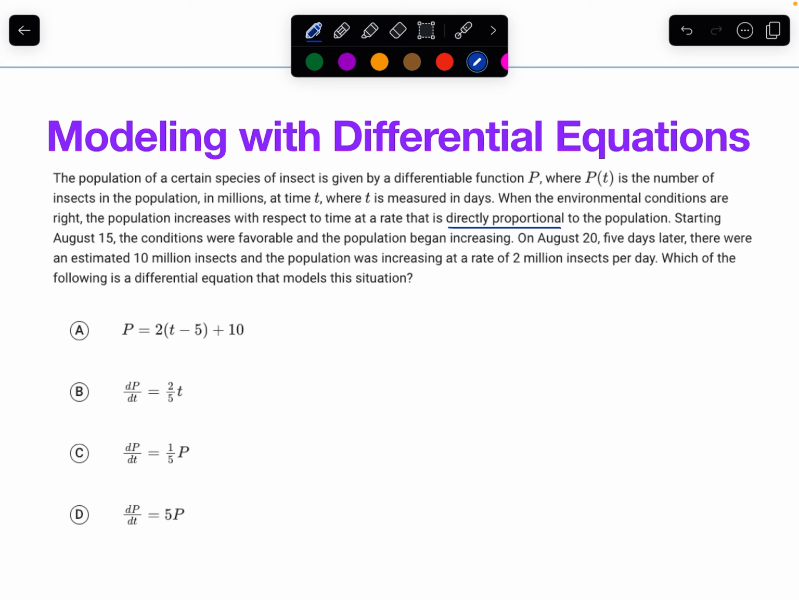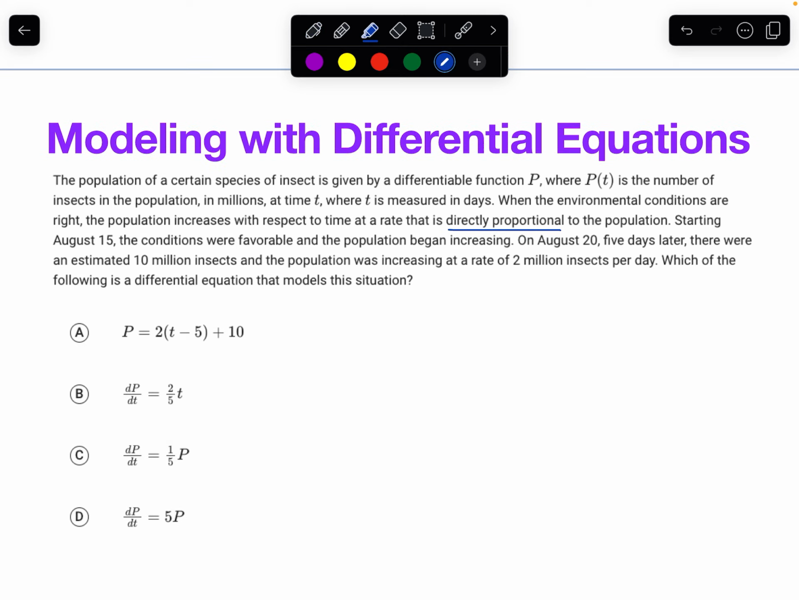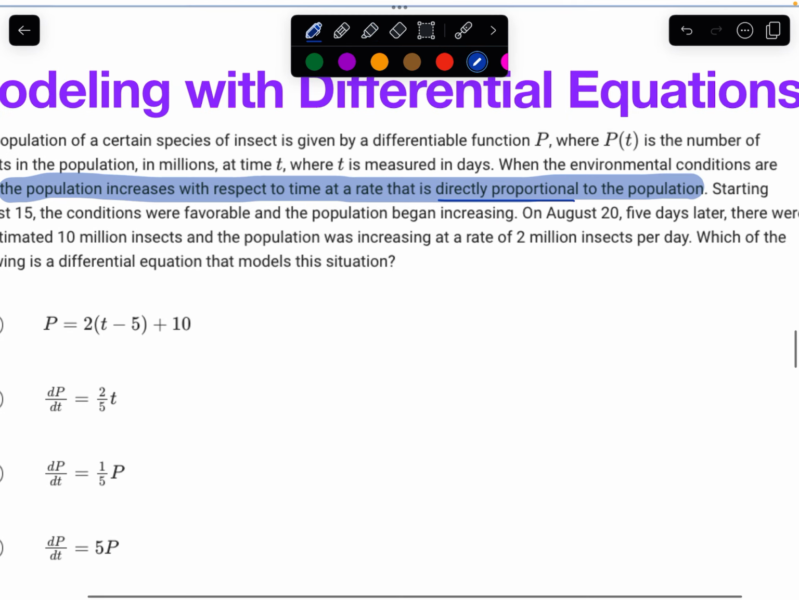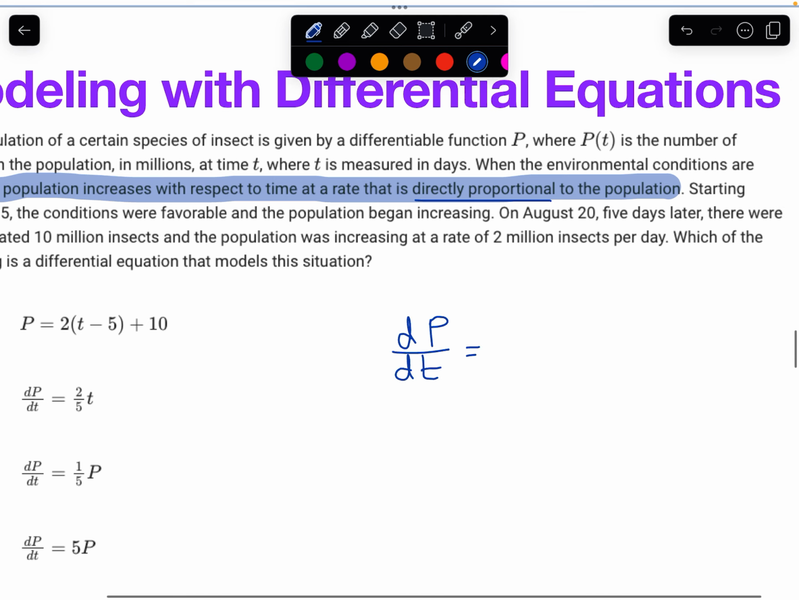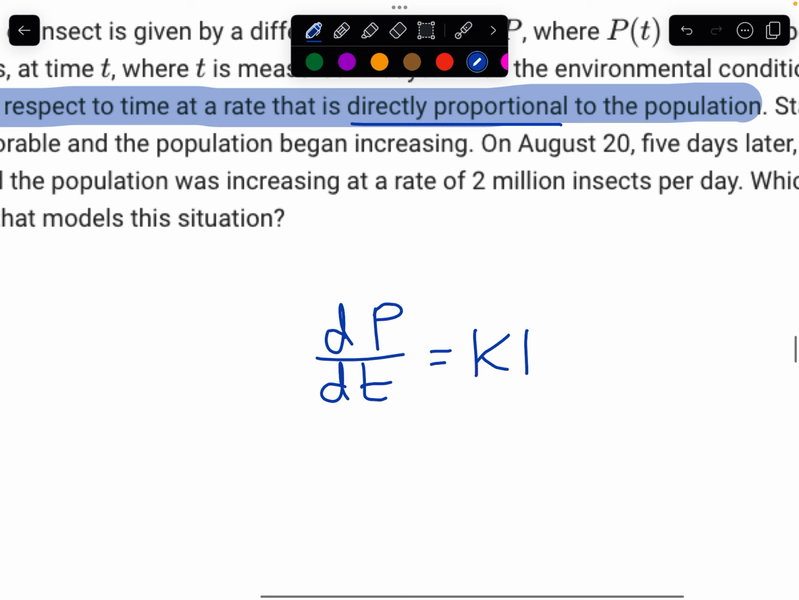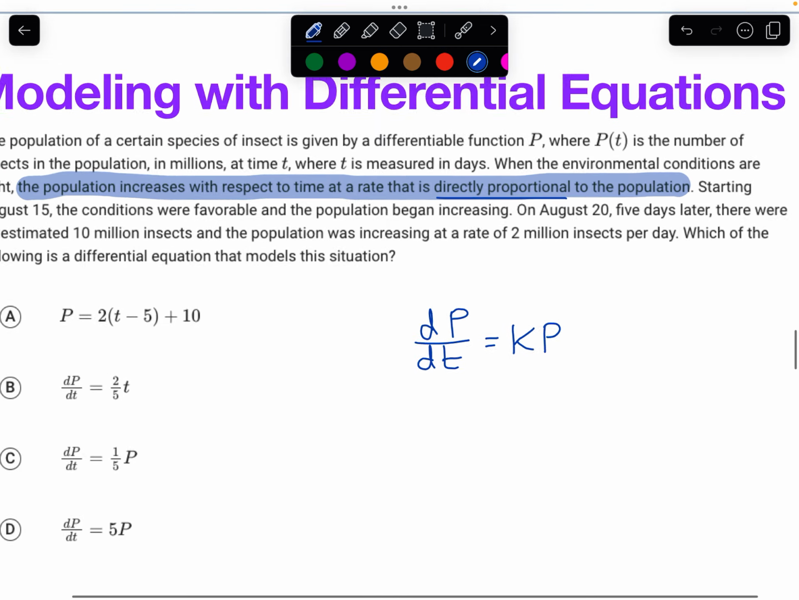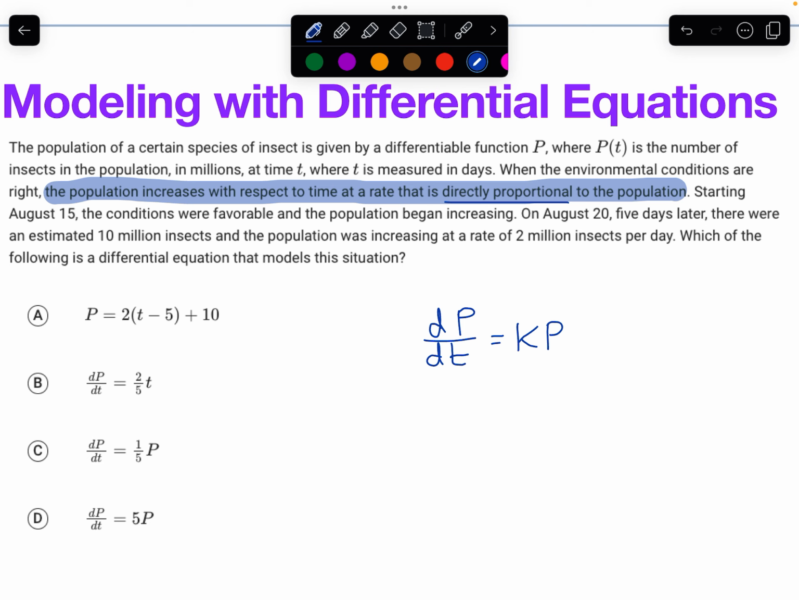Well, we saw that phrase that I highlighted or underlined there. Let's highlight the entire sentence now. When the environmental conditions are right, the population increases with respect to time t at a rate that is directly proportional to the population. So in blue here, the population changes with respect to time t at a rate that's directly proportional to the population. So that'll be some constant times p, the population.